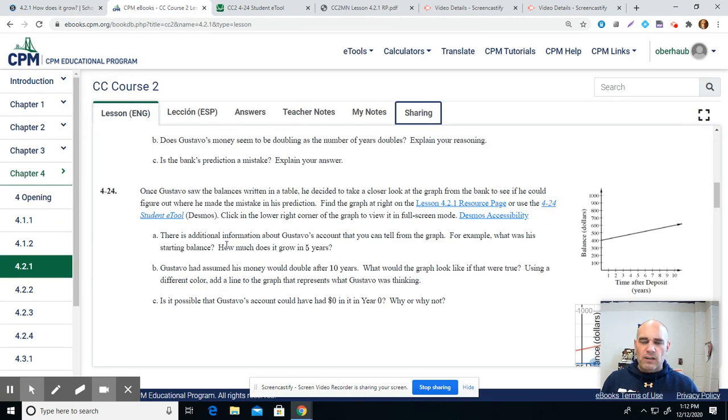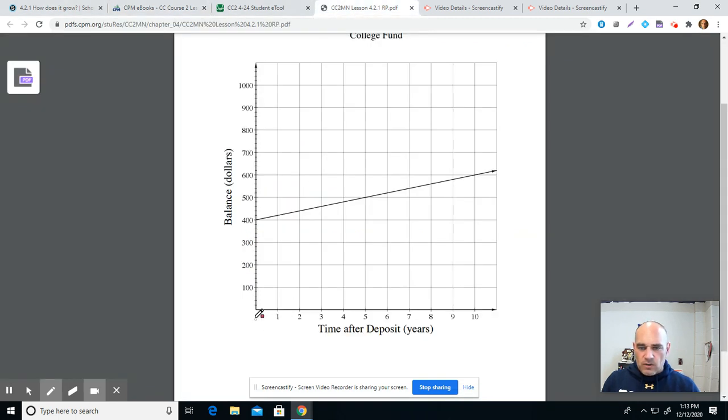There's additional information about Gustavo's account that you can tell from the graph. For example, what was his starting balance? How much did it grow in 5 years? So his starting balance, I'm going to go back to that sheet, starting balance. Here, they didn't put this on here, is 0. So this would be his starting balance. And so after 0 years, he had $400 in his account. All right, so somebody put $400 in his account to start.